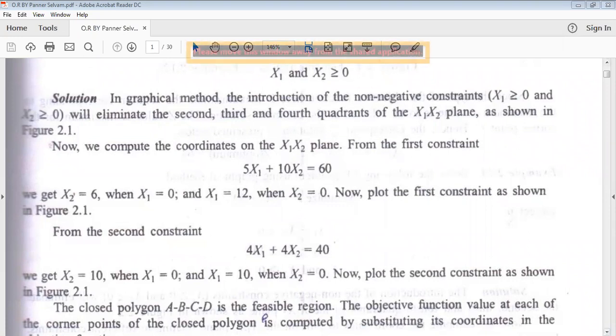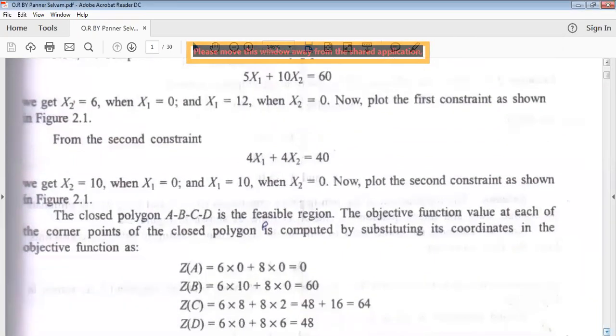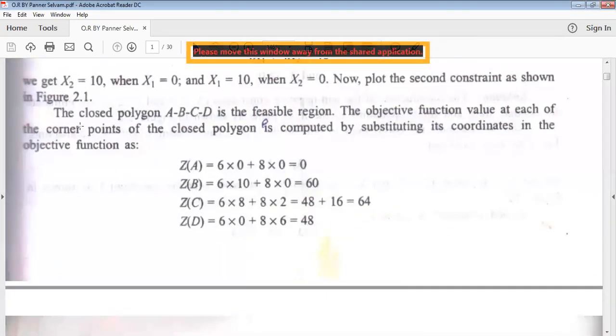Now you can see this particular thing. The enclosed polygon ABCD is the feasible region. The objective function value at each of the corner points of the closed polygon is computed by substituting its coordinates in the objective function. So ZA is equal to this thing.